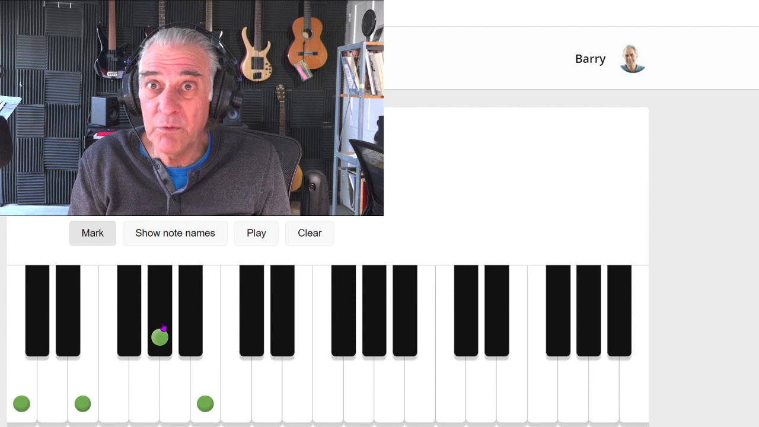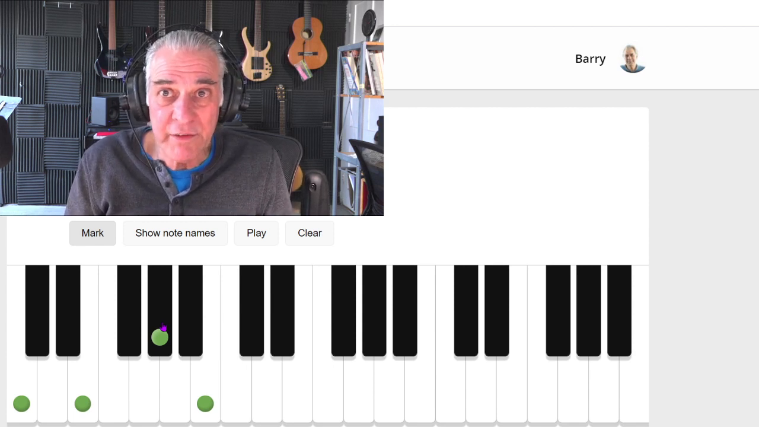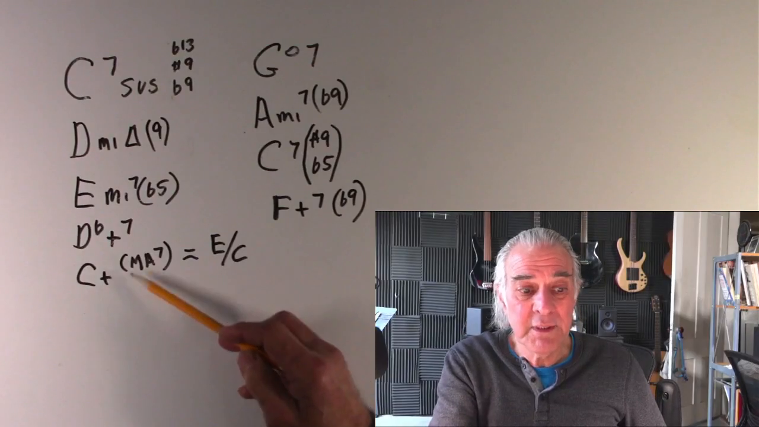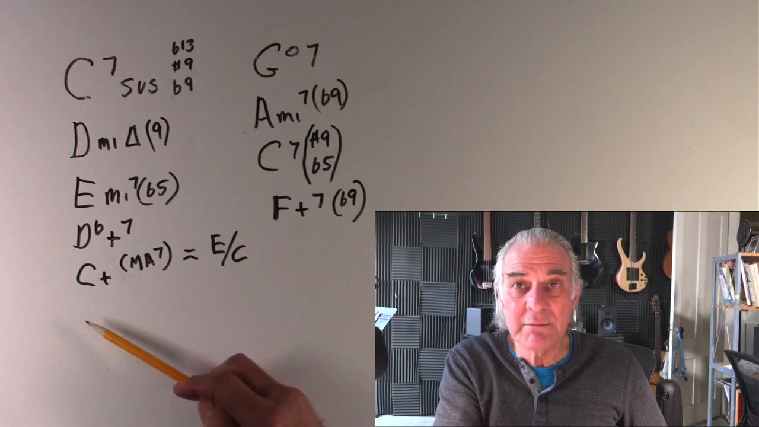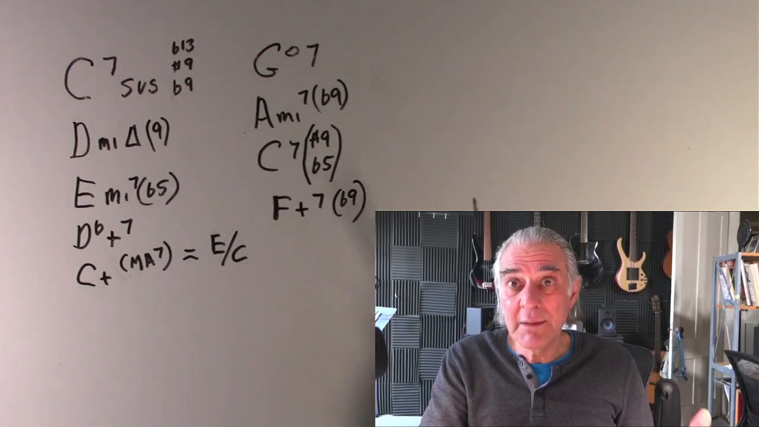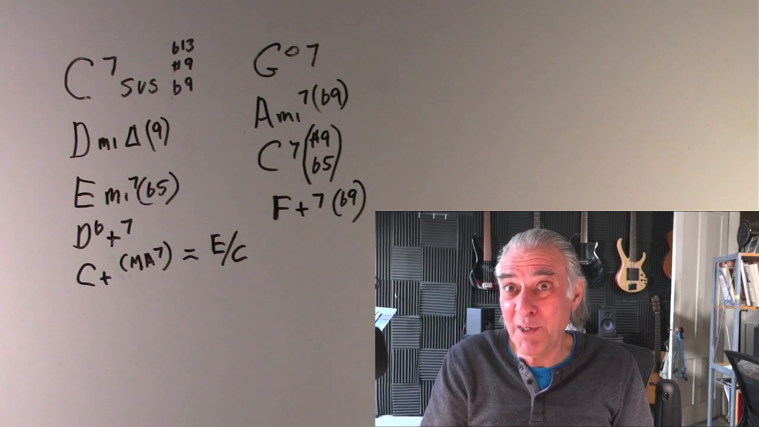You see a C, you know what a C note is, and then you see an E major triad. You know what that is. But if you look at that chord symbol, a C with a plus, a bracket, MA, and 7, or an E slash over C. A lot easier to look at that. It's almost like a musical acronym, but not officially.